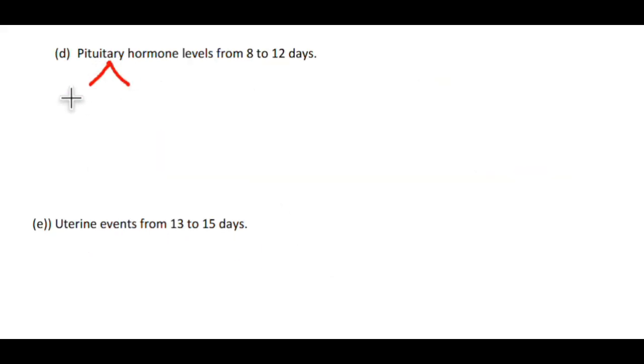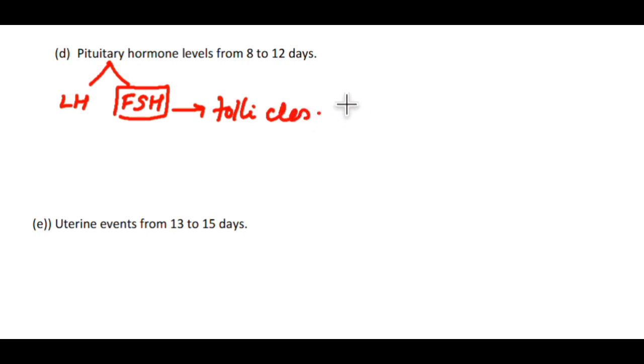The pituitary hormones are LH and FSH. So what happens is the FSH will stimulate the follicular development, that is the primary follicle will develop into secondary, tertiary and ultimately to the Graafian follicles, and the developing follicles in turn secrete estrogen. This will again further help in the follicular development.